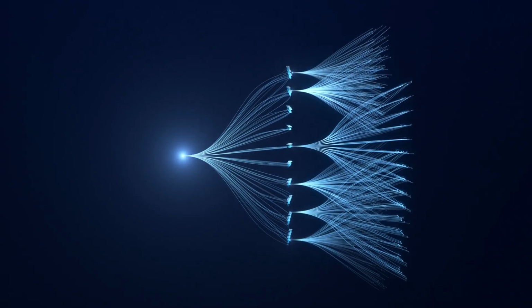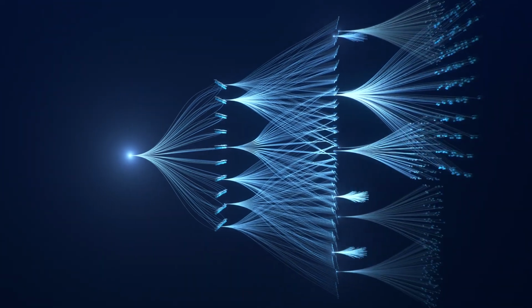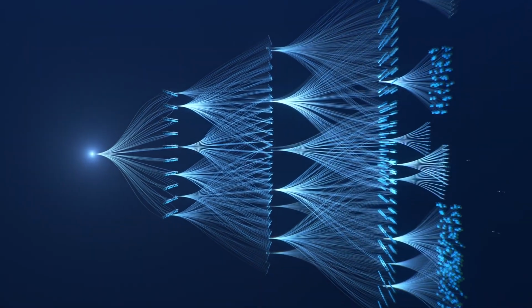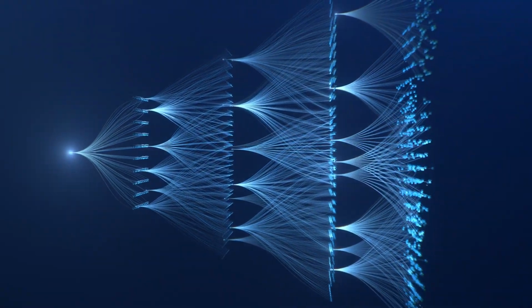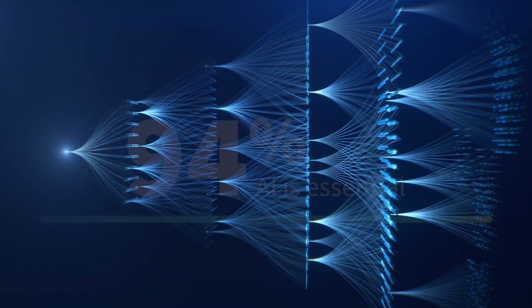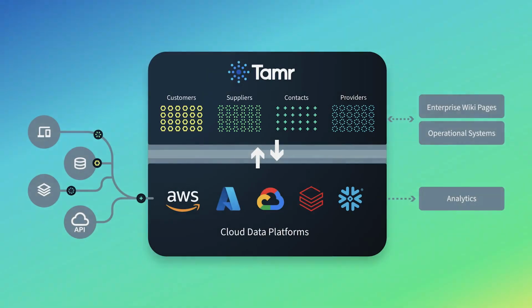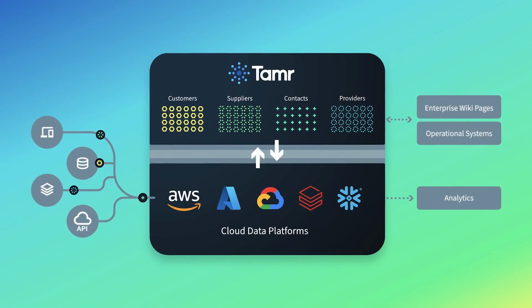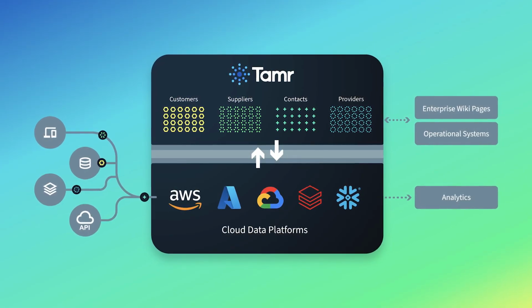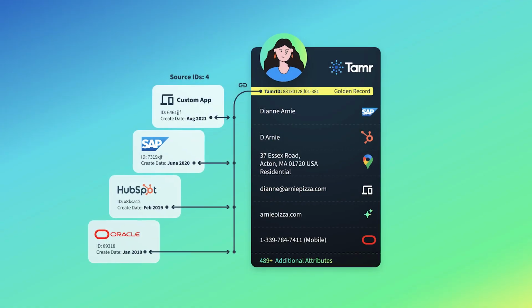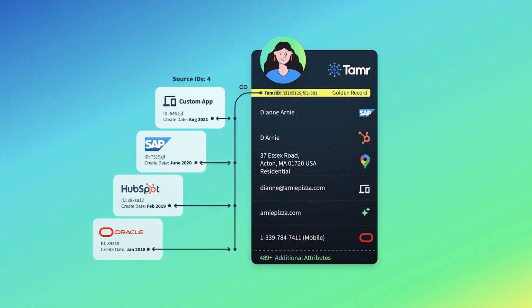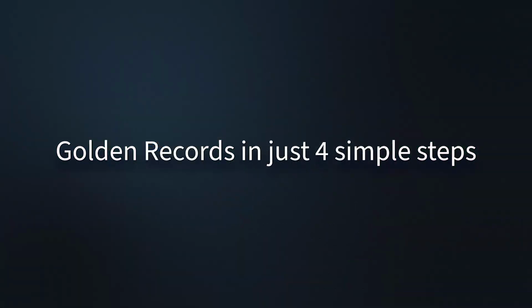At Tamr, we believe that leveraging AI to do the heavy lifting and allowing your data stewards to focus on curation will help drive revenue and improve customer experience. In fact, 94% of business leaders believe AI is essential for their success over the next 5 years. Today, I will be demonstrating how Tamr's AI data mastering solution provides clean, curated, and accurate data for your key business entities. Here are the 4 simple steps Tamr uses to transform your data into a golden record.